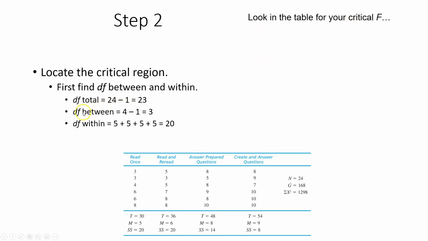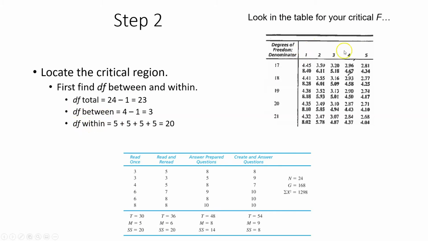We use degrees of freedom between and degrees of freedom within here on the numerator and denominator. So we use 3 and 20, find the intersection here. And because we chose an alpha of 0.01, we use the bold-faced value, which is 4.94. That's the F value that we need to get an F value higher than in order to conclude that our ANOVA shows there are differences between these groups.